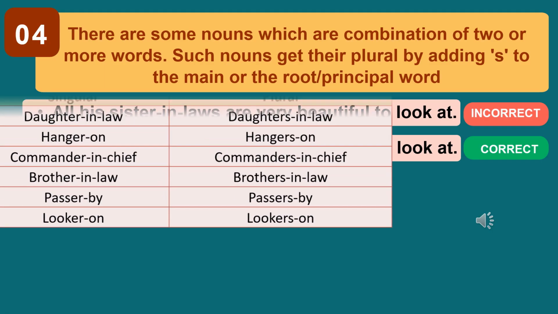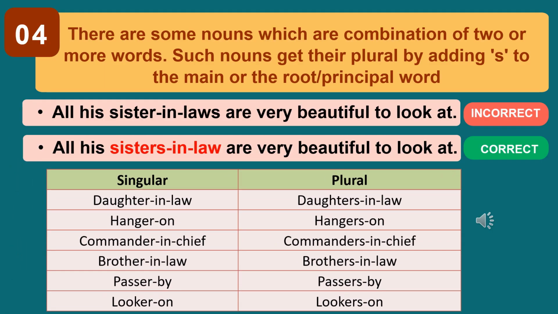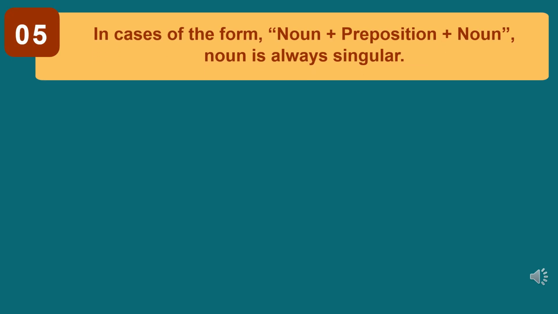Remember, find the most important word in the compound noun, usually the first one, and add the s to that word. Rule 5. Noun plus preposition plus noun patterns. In repetitive phrases of the form noun plus preposition plus noun, the noun is always kept in the singular form. Let's look at the example.